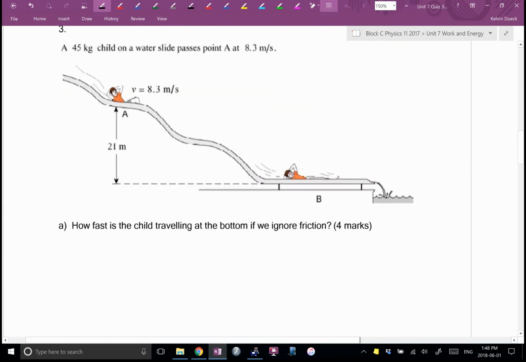Christy, looking at the picture, do you see a change in height? Do you see a change in speed? Do you see a yucky, curvy path? Without even reading the question, I'm already thinking this might be a job for the law of conservation of energy. I'm just guessing here. It wants how fast the child is traveling at the bottom. I'm going to start out by going KE initial plus PE initial equals KE final plus PE final plus heat. Oh, no. It says ignore what?